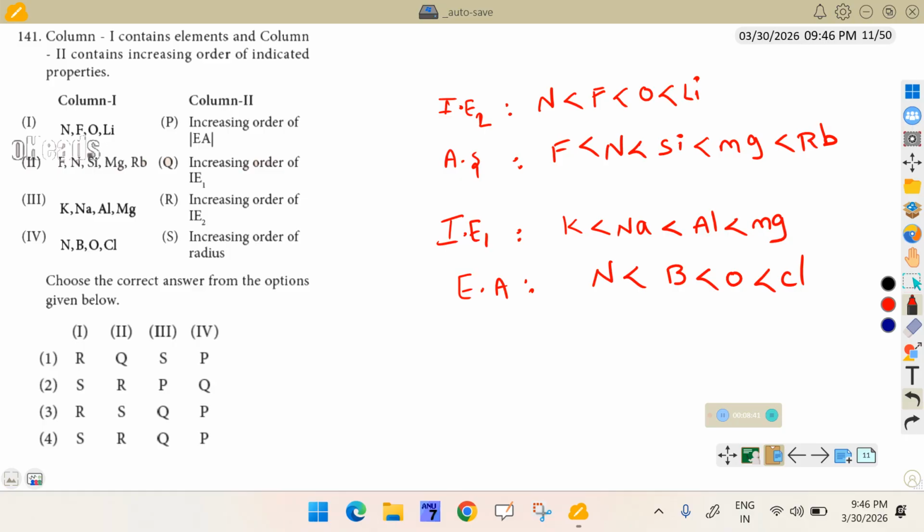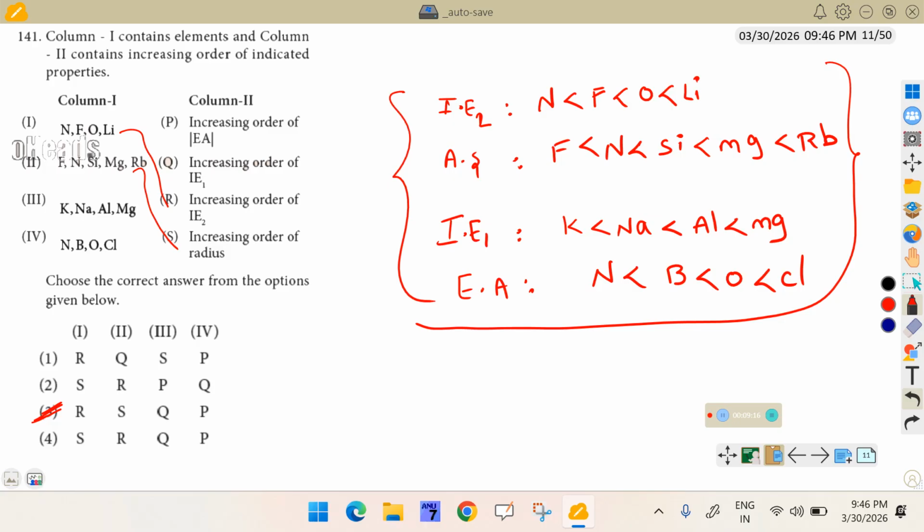Match the following. Order of IE2: nitrogen, fluorine, oxygen, lithium. This is the IE2 order. Fluorine, nitrogen, silicon, magnesium, rubidium: atomic size order. 1R, 2S. Third option is the correct option. How is it? Already clearly explained in the previous video.